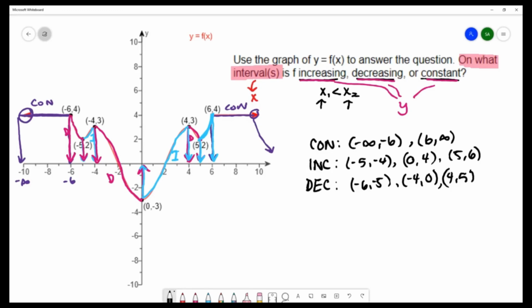So as our final answer, we have intervals of constant being from negative infinity to negative 6, union with 6 to infinity. Intervals of increasing being from negative 5 to negative 4, 0 to 4, and 5 to 6. And intervals of decreasing from negative 6 to negative 5, negative 4 to 0, and 4 to 5.